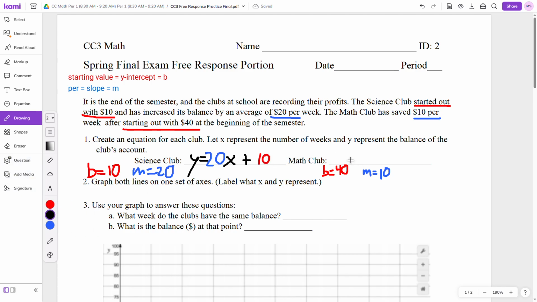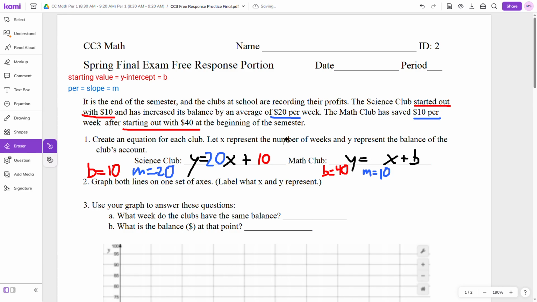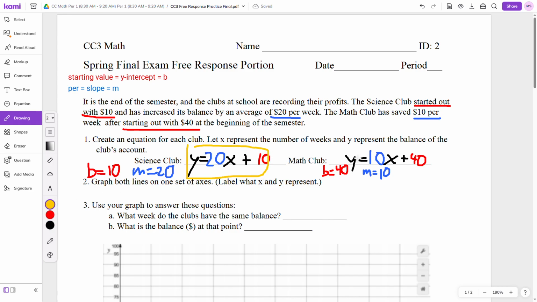Over on the next equation, again, we have y equals mx plus b. Here we have 10 for the slope, so I'm going to replace this m with 10. And then for the b, we know that that's 40. And that's that. Now I have my equations, which means I'm done with number one. I can give it a nice little box so I know what I'm looking at. And there we go.